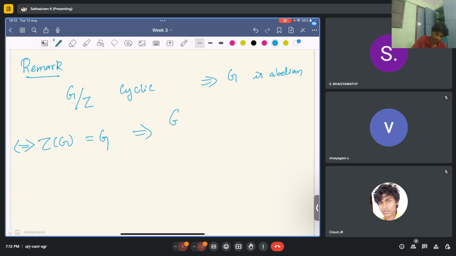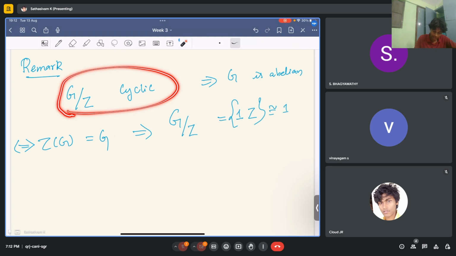So G by Z is basically what? This is just the identity, right? Just a single element will be there. So there's only a single element. So this group is basically isomorphic to the identity group. Okay. So basically what we have seen here is if G by Z is cyclic, then G by Z is equal to 1. That is what it actually says.